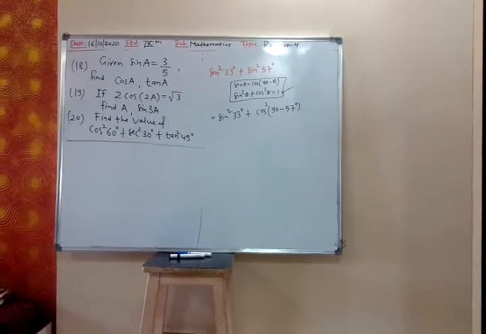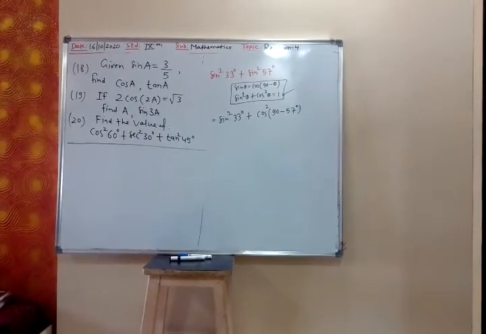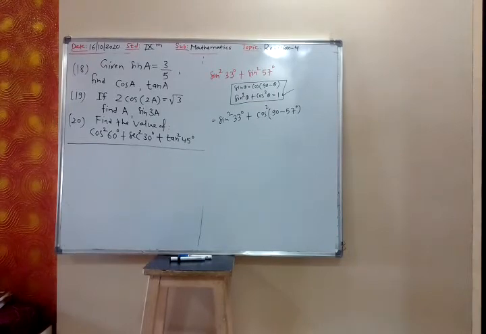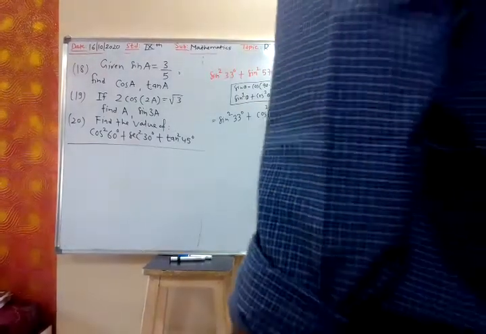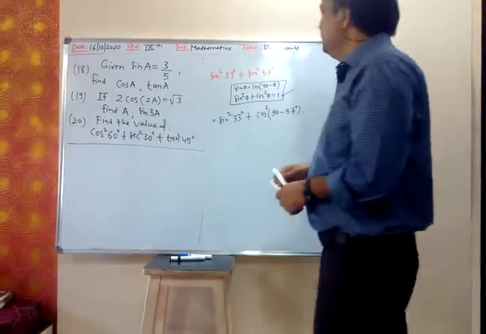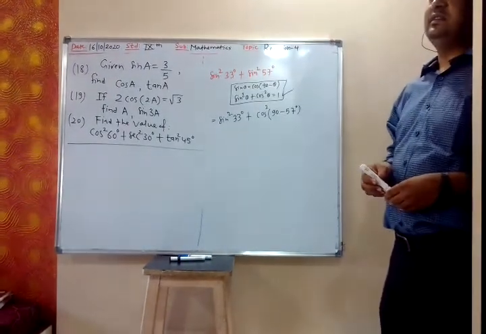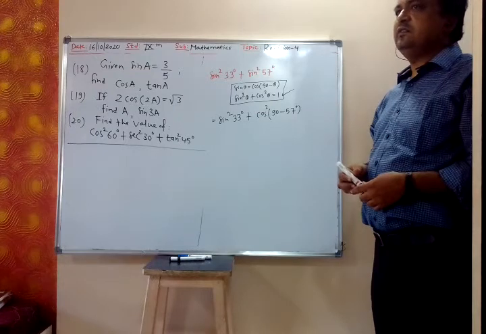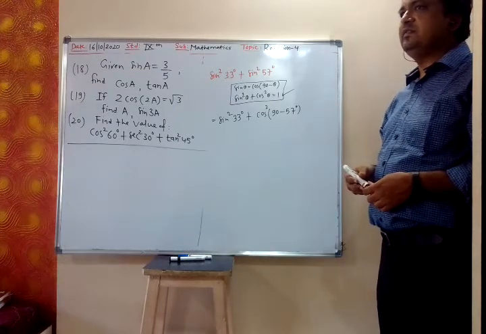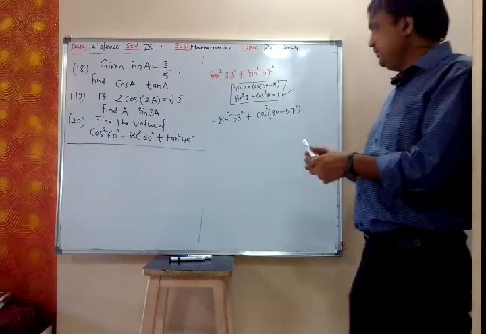Because that result I have to use, no? Because that result we have already proved. A is 60 degree, B is 30 degree, prove that sin square theta plus cos square theta is 1. Sin square A plus cos square A is 1. Sin square B plus cos square B is 1. So we have to use that result.